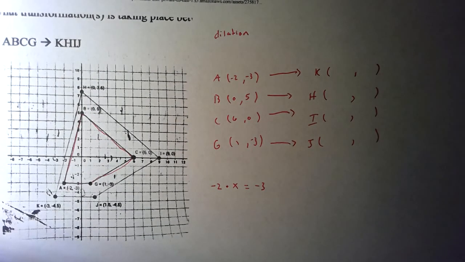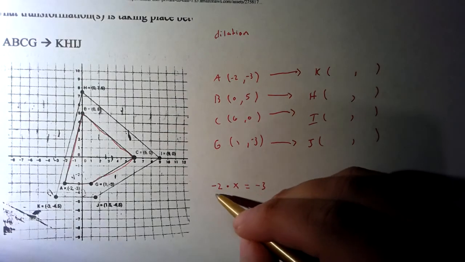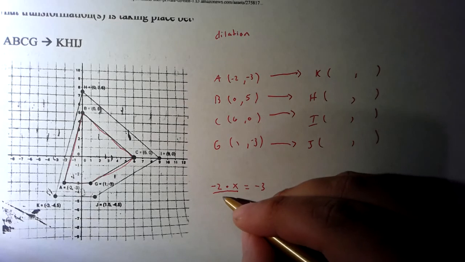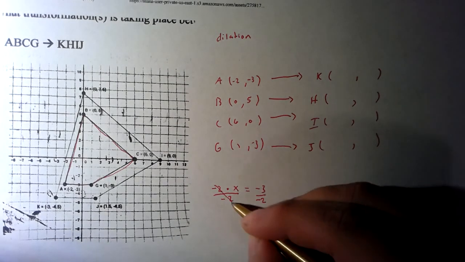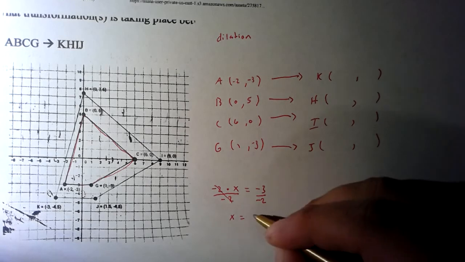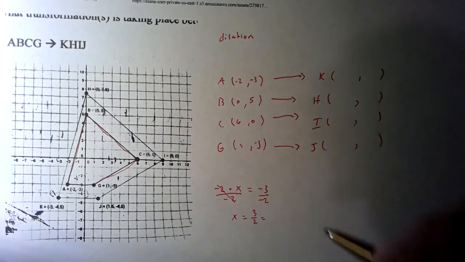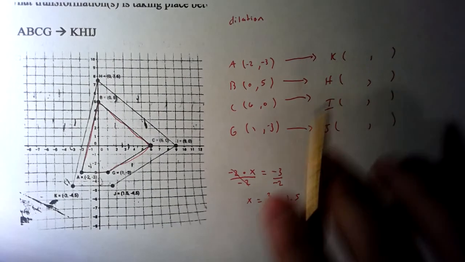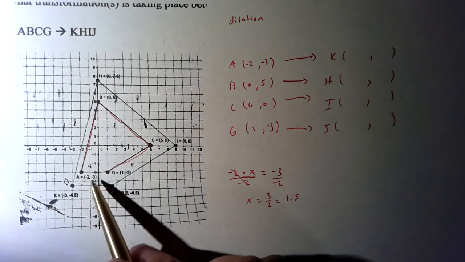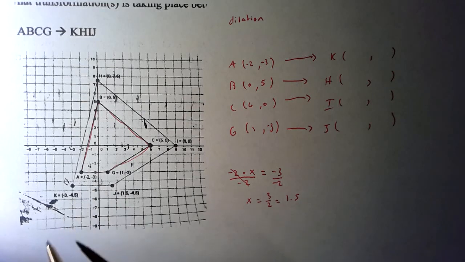So going back to our pre-algebra skills, how do we do that? Well, this is multiply. So we need to do the opposite, which is division. So we divide by -2. This cancels, and we're left with x equals 3/2, which is 1.5. Alright, so that's how you go from -2 to -3. Let's check if the same applies from -3 to -4.5.